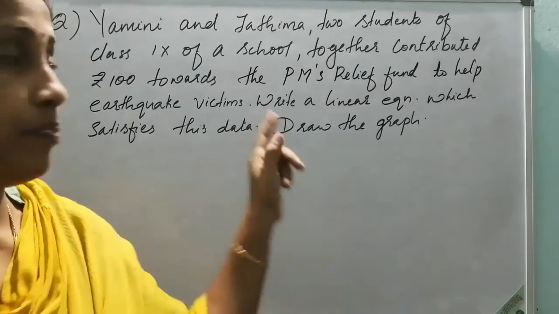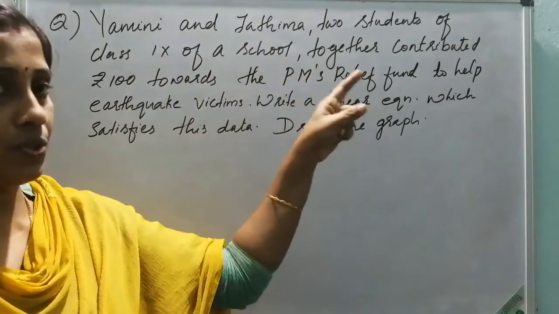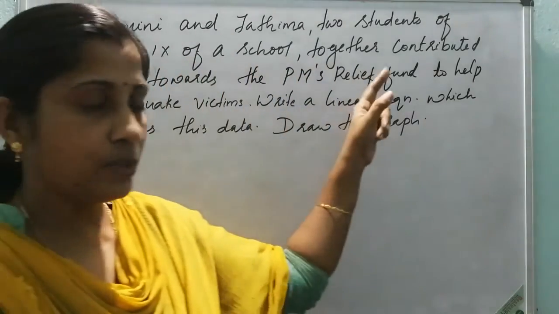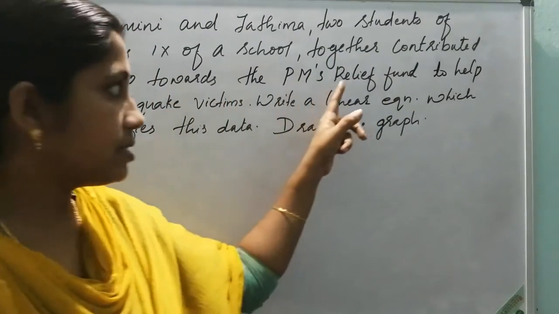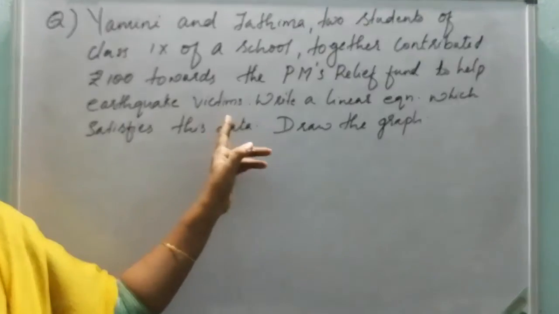Next question. Yamini and Fatima, 2 students of class 9 of a school, together contributed rupees 100 towards the Prime Minister's Relief Fund to help the earthquake victims.